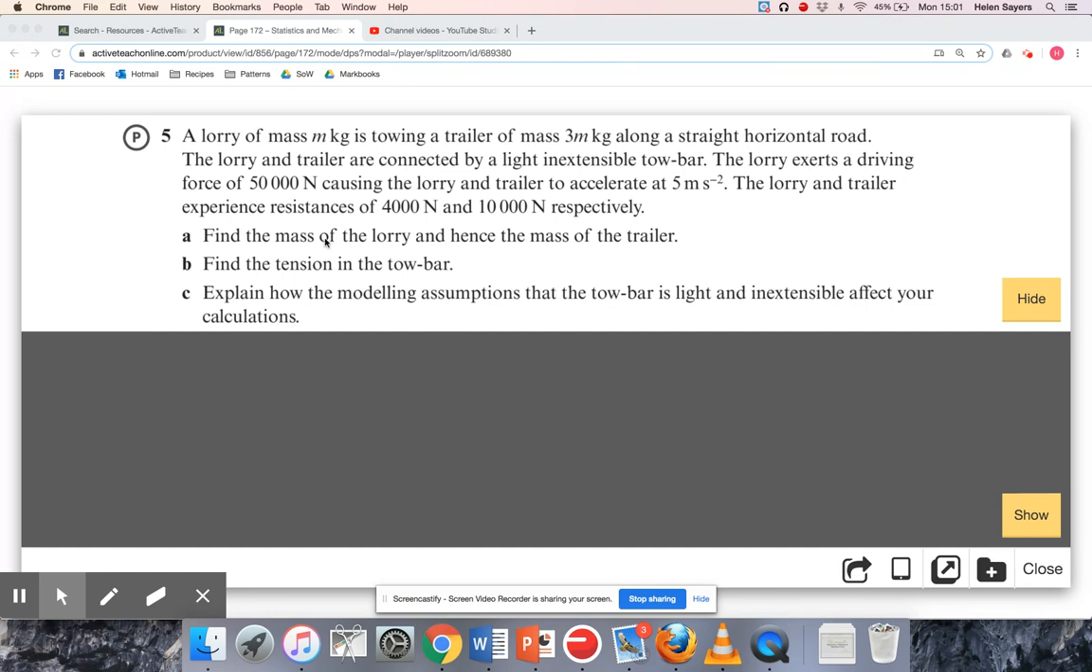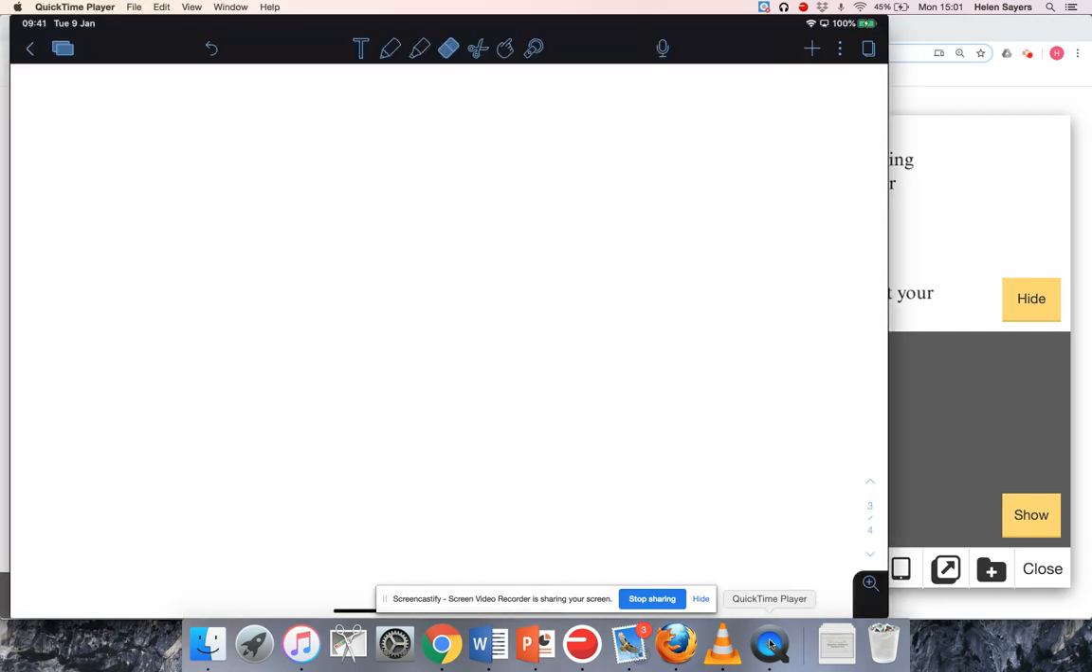Okay, and the first thing we need to find is the mass of the lorry and hence the mass of the trailer. So that's implying that we'll find the value of m, and then obviously if we've got m, the trailer is 3m. Right, so as always, we're going to start with a sketch of what's going on.